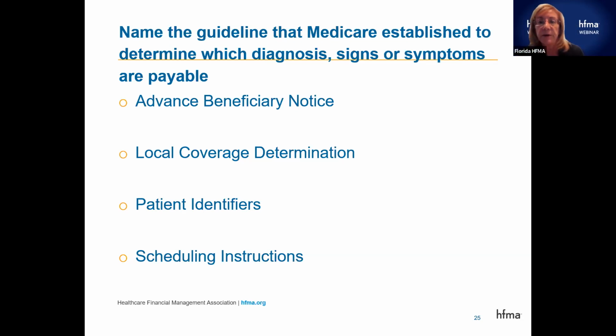The advance beneficiary notice, local coverage determination, patient identifiers, or scheduling instructions. So hopefully we went through this enough that you got the answer right. The correct answer is number 2.